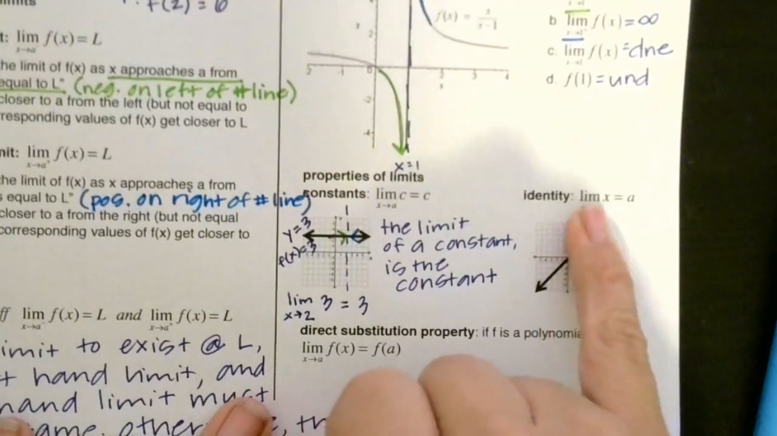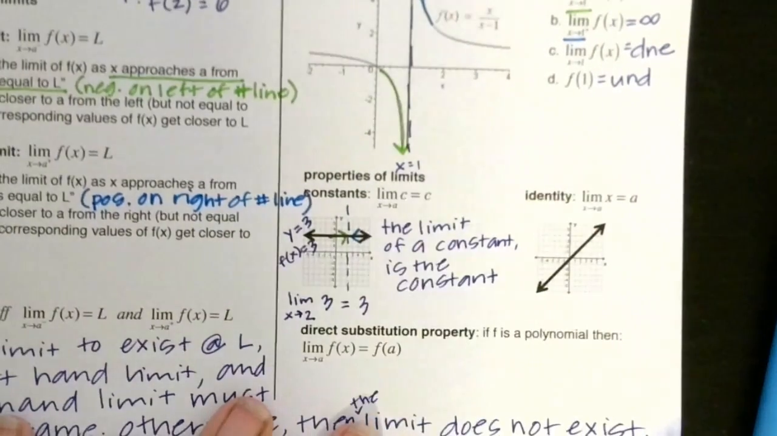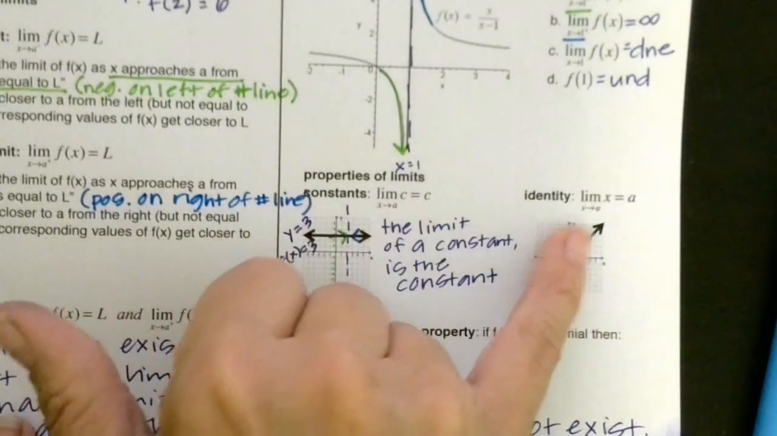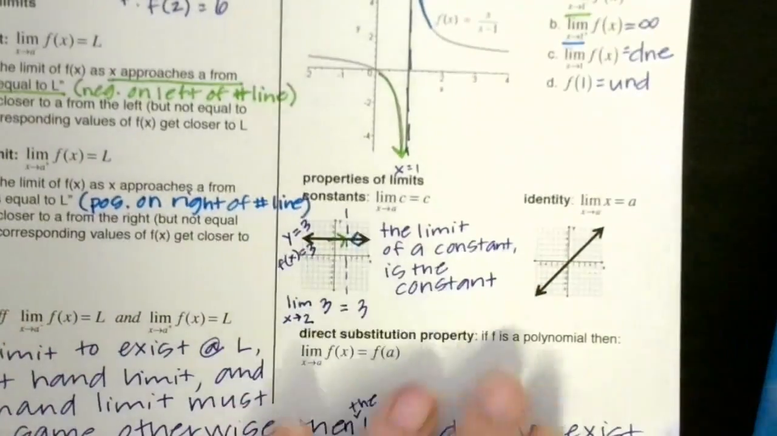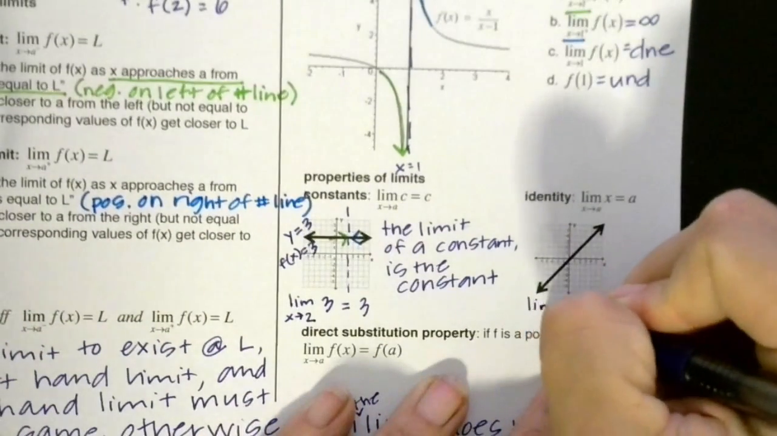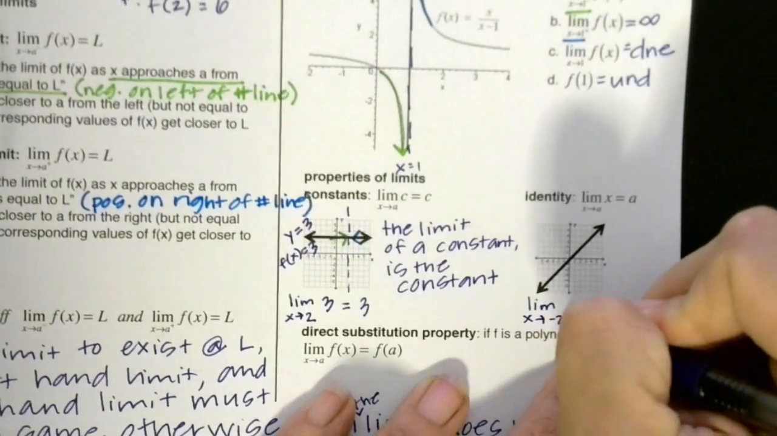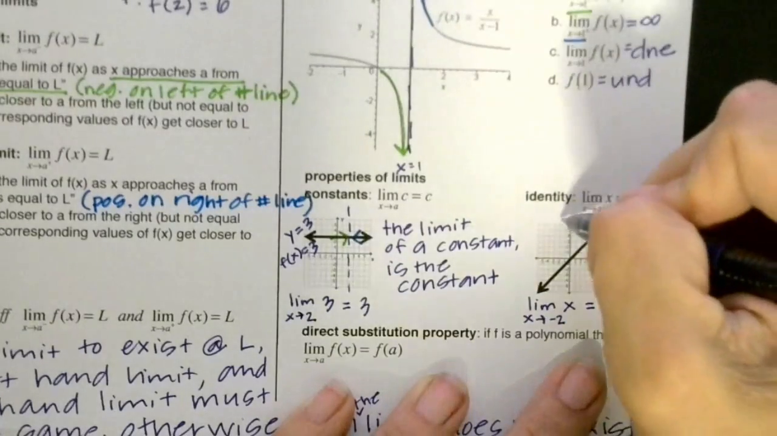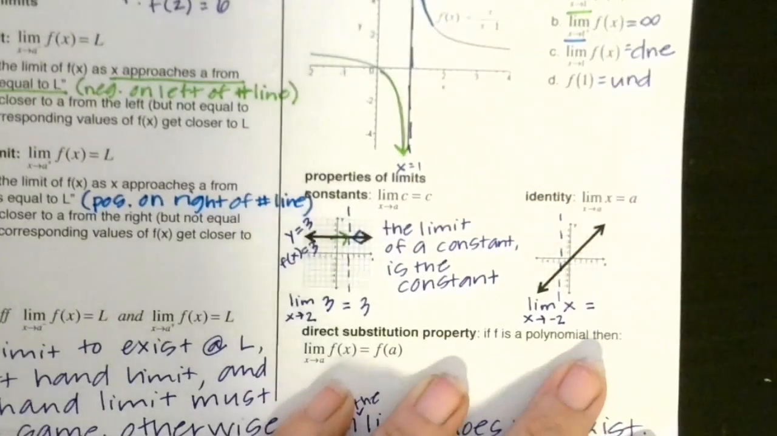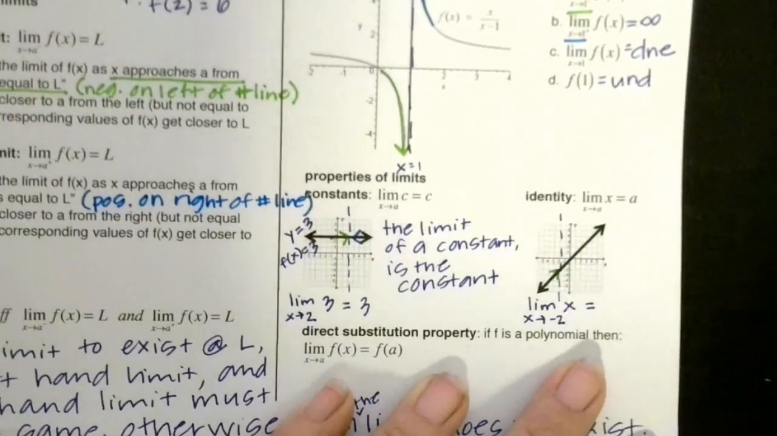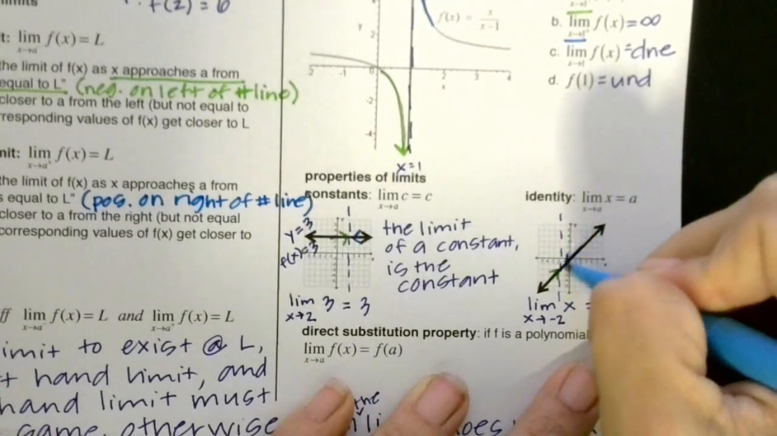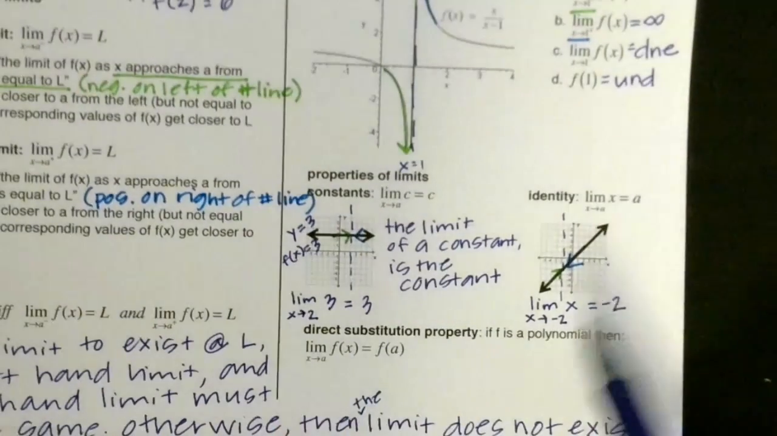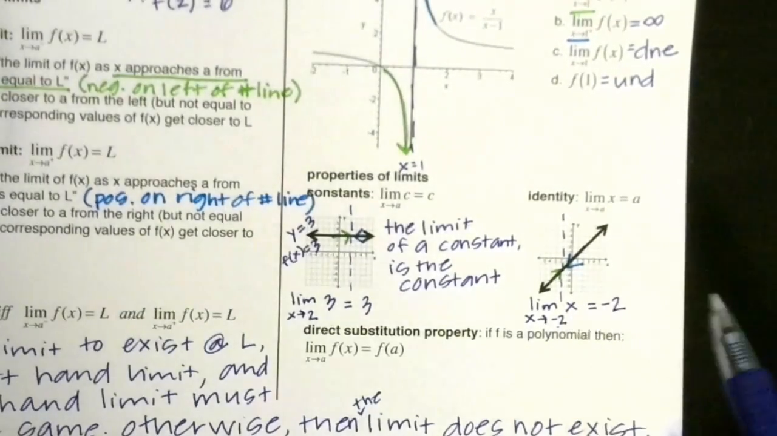So the limit of a constant is the constant. Okay, what if you just have the limit of x? As x approaches a, your answer is always whatever that a value is. So let's say I have the limit as x approaches -2 of x. Tie it back to that graph: when I come in from the left, it's -2. When I come in from the right, it's -2. So whenever you have an x, it's just like taking that -2 and plugging it in.